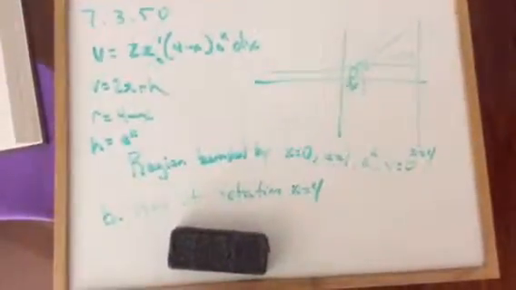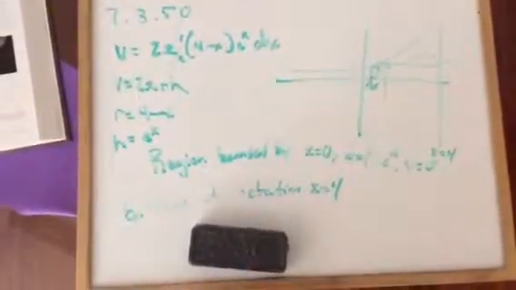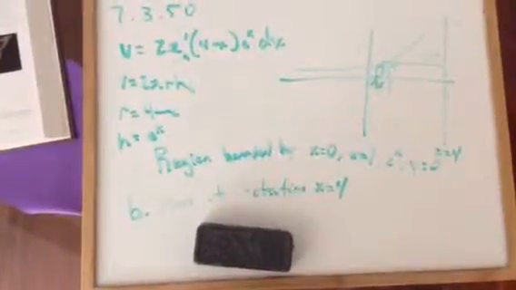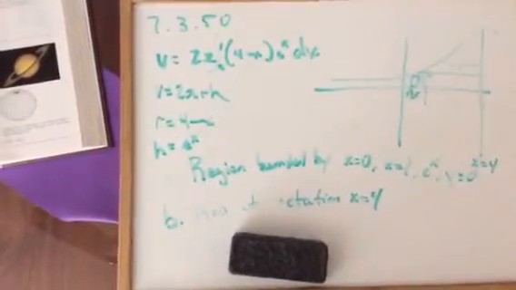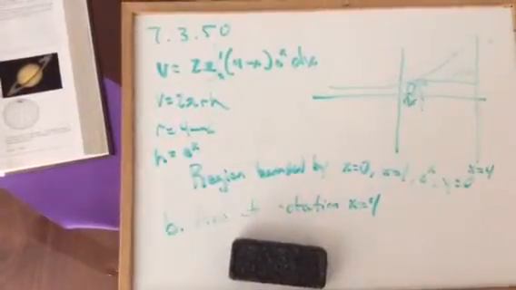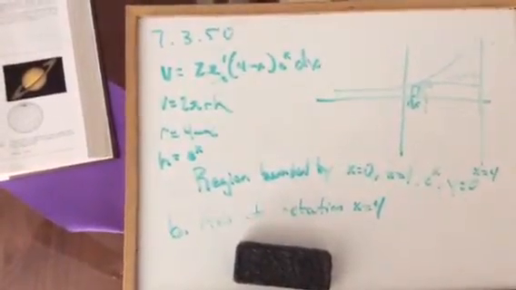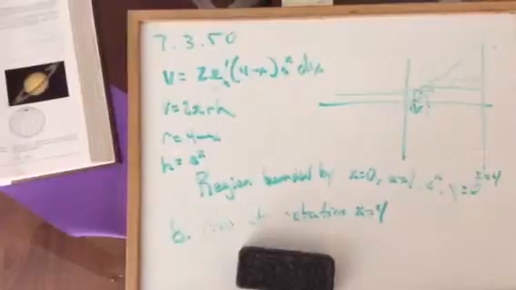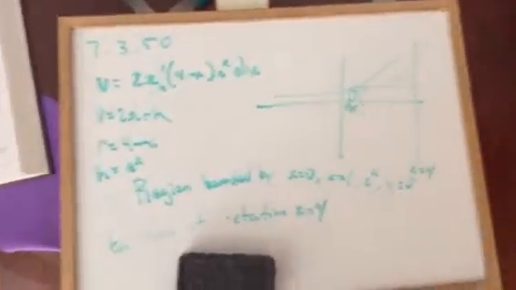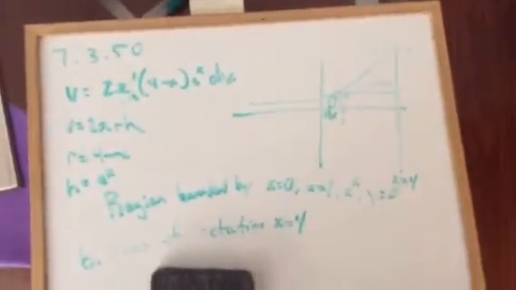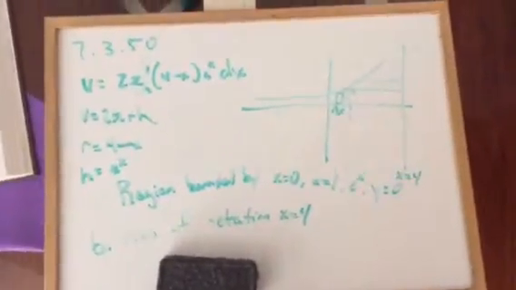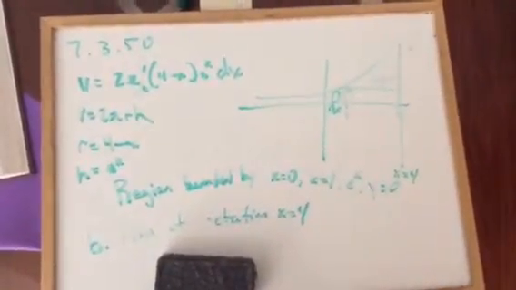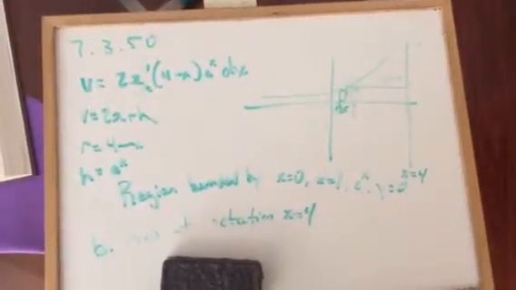Okay, so I did problem 7.3.50, which reads, in exercises 47 through 50, the integral represents the volume of a solid of revolution. Identify A, the plane region that is revolved, and B, the axis of revolution. So my equation was V equals 2 pi times the integral of (4 minus x) e raised x dx, integrated between 0 and 1.